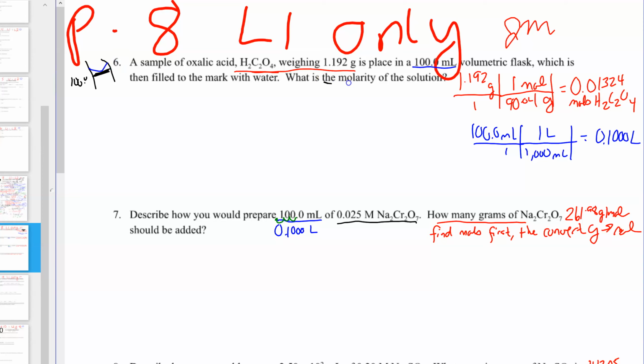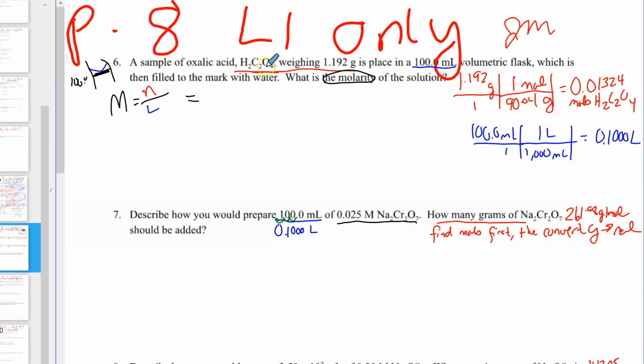So we know that M equals n over L. So the molarity of the solution will be equal to the number of moles divided by the volume. We have to figure out the number of moles. They're telling us 1.192 grams. We have to convert that to moles. Whenever you see grams, you should think periodic table.